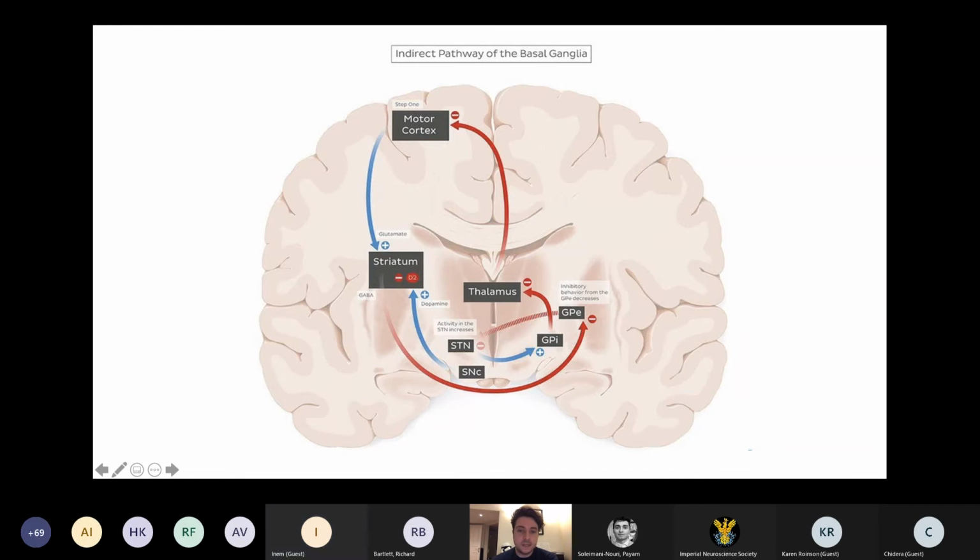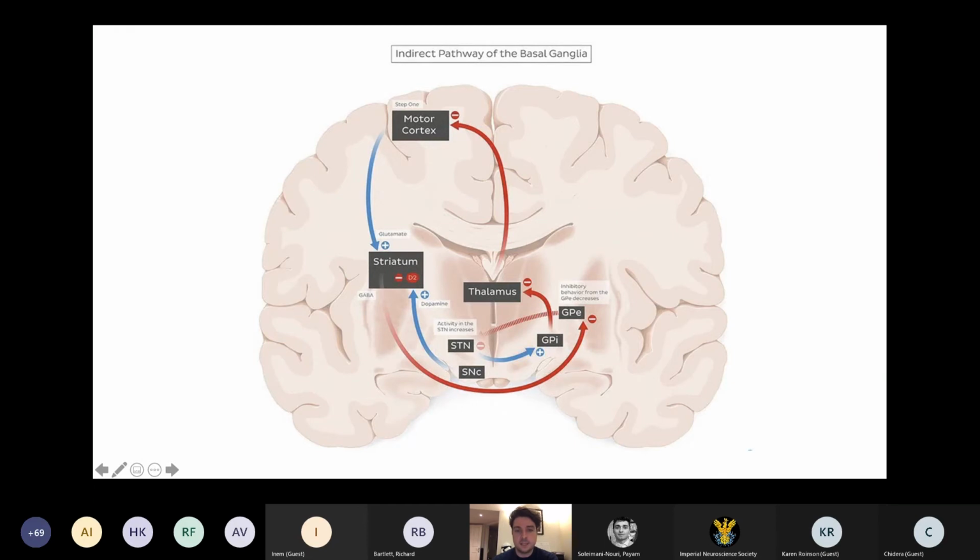What you're going to have, instead of having an excitatory effect on the GPI, is no effect on the GPI. Because the STN is deactivated, it no longer will excite the GPI. And without that GPI being excited, we're disinhibiting the thalamus, because it's not going to have an excitatory glutamate. The thalamus is not going to be inhibited by it.